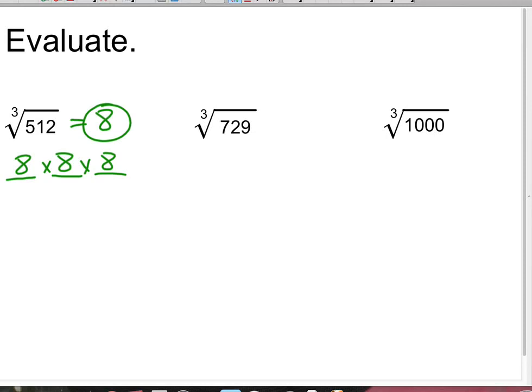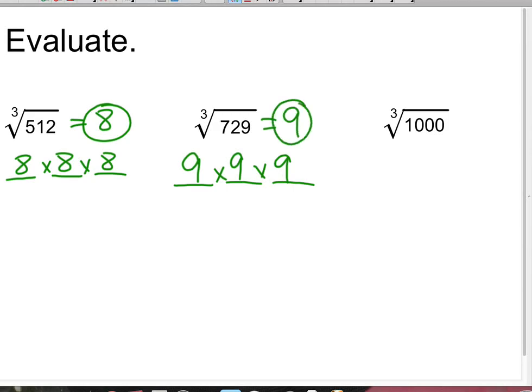How about this next one? 729. Well, notice that 729 is bigger than 512, the previous one we did. So the cube root of 729 has to be greater than the cube root of 512, so it has to be greater than 8. So some number times itself 3 times. I don't know. Try 9. What's 9 times 9 times 9? Is that the answer? As a matter of fact, it is.